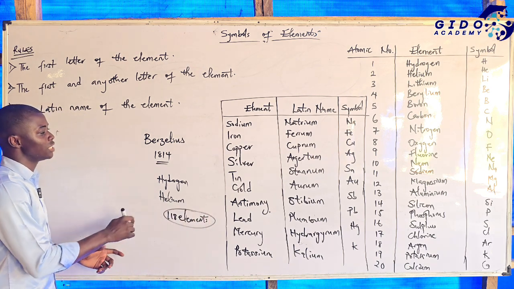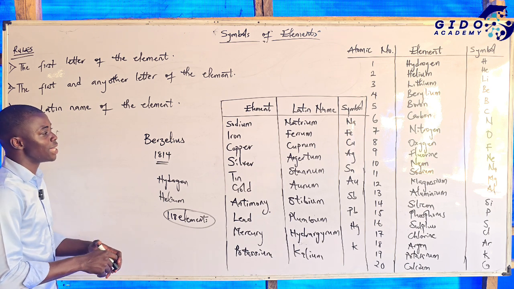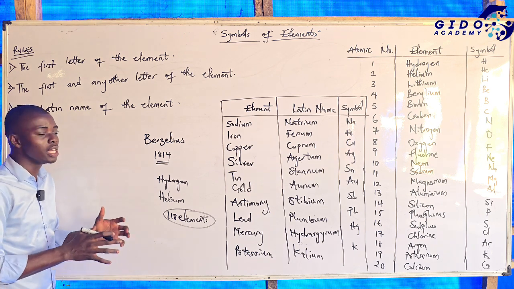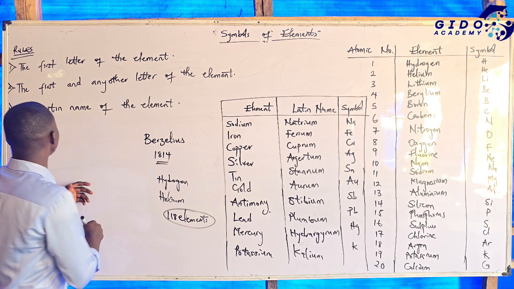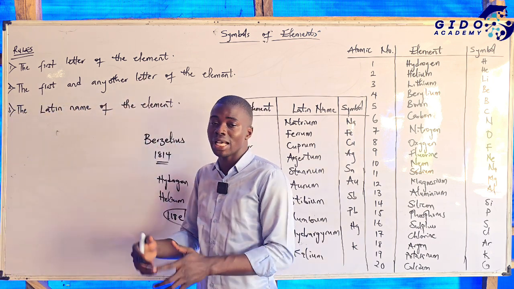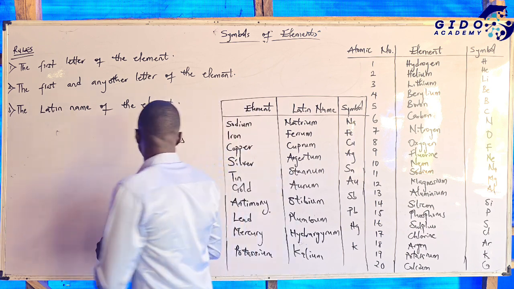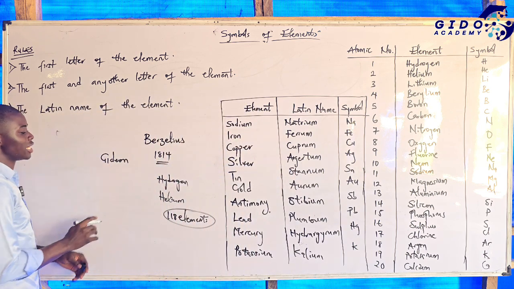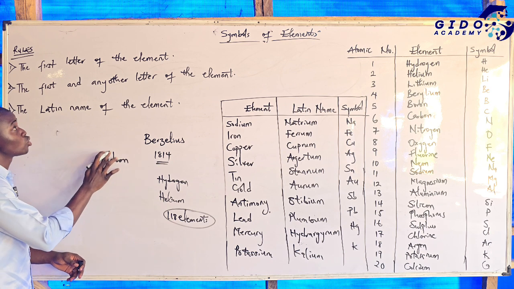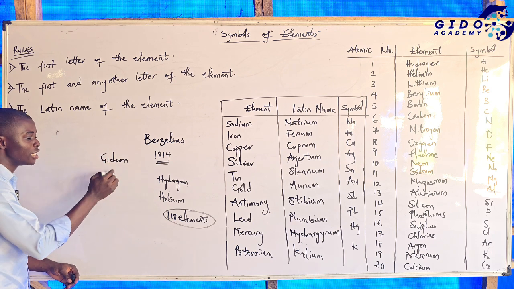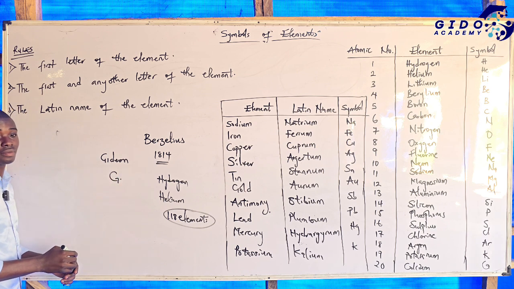So it was in 1914, the scientist called Berzelius proposed a scientific way of writing all the elements in the periodic table. And the first law states that the first letter of the element must be used to represent the symbol of that element. For example, this is Gideon. Let's say Gideon is an element. According to Berzelius, or the first rule, the symbol for Gideon will be capital letter G.